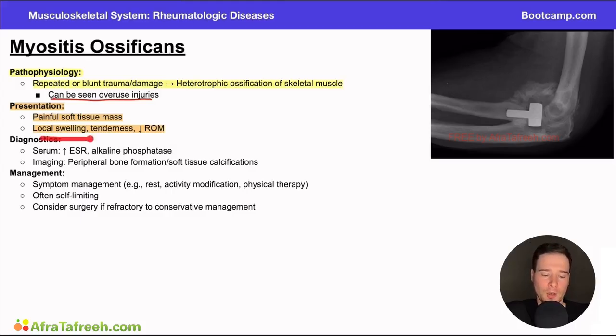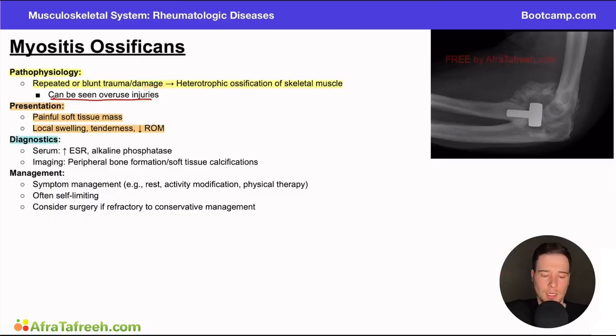Now, the tenderness and local swelling is because this is often due to trauma or damage to the area, so this should make sense to us, right? The findings that the patient can present with align with the pathophysiology, the thing that causes this pathology to develop, so we should be able to make sense of why a patient would present with these findings here.